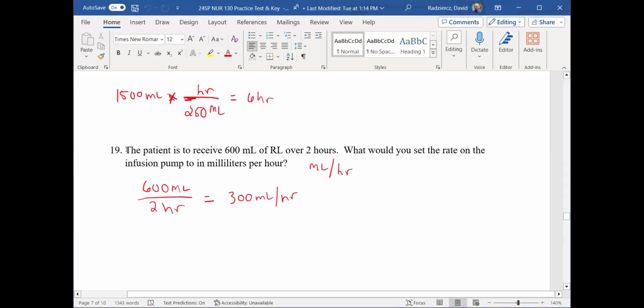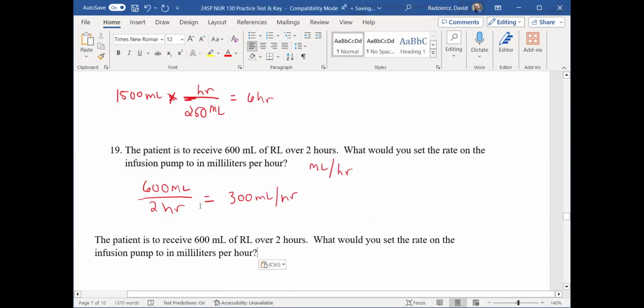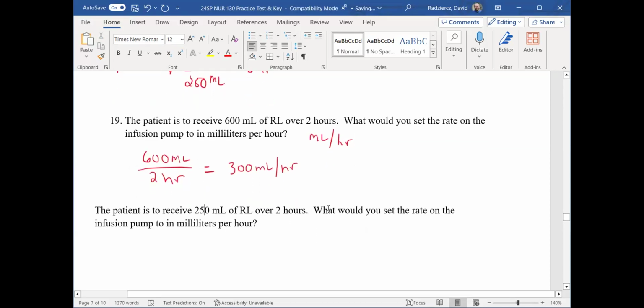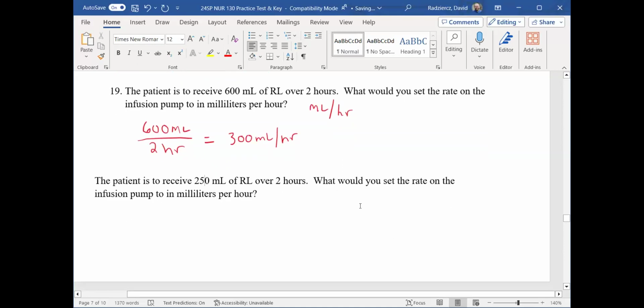So as a kind of practice, those of you that are here, let's say I put in 250 ml of Ringer's lactate over 2 hours. What would you put as your flow rate for this question? If you can, put it into the chat, just what you would set your infusion pump to if they were to receive 250 milliliters Ringer's lactate over 2 hours.